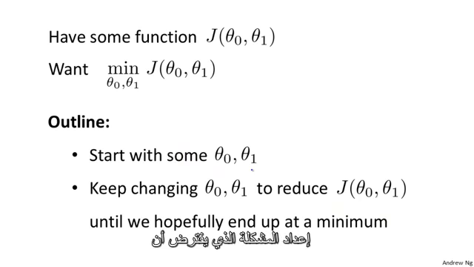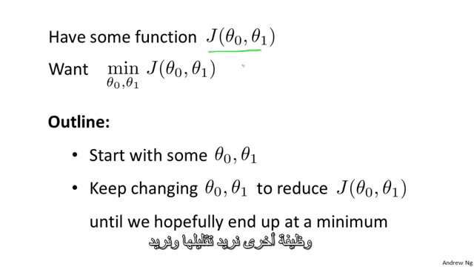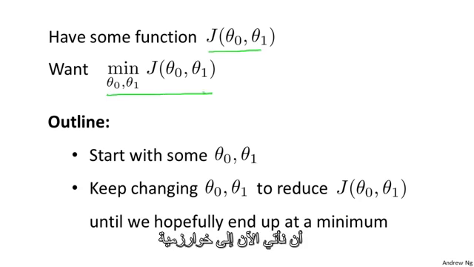So here's the problem setup. We're going to assume that we have some function J of theta 0, theta 1. Maybe it's a cost function from linear regression. Maybe it's some other function we want to minimize, and we want to come up with an algorithm for minimizing that as a function J of theta 0, theta 1.